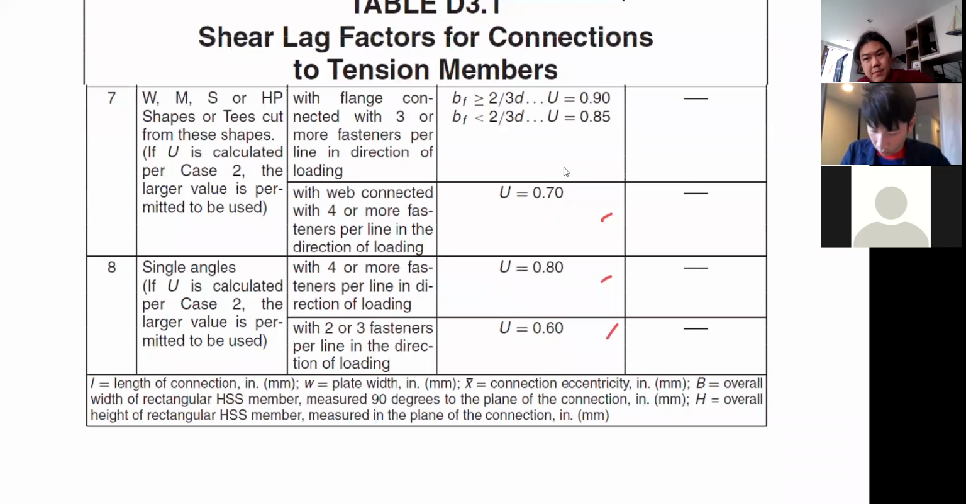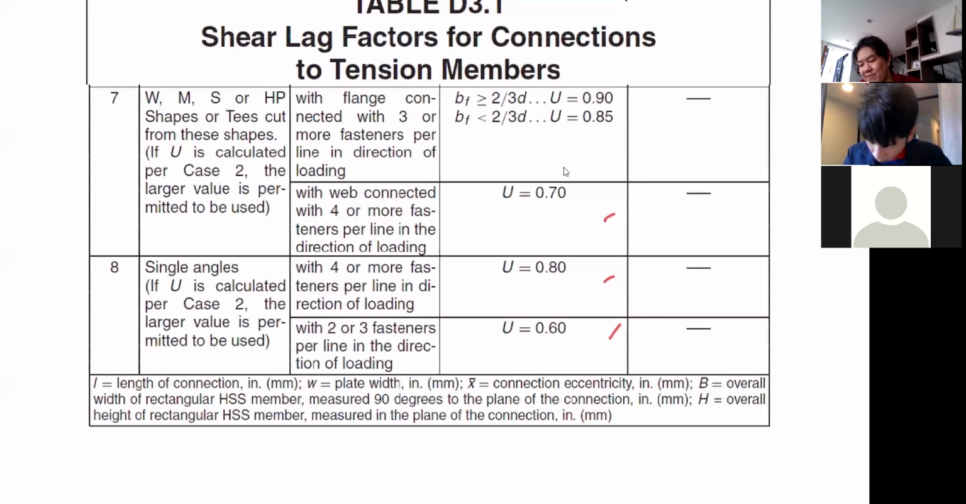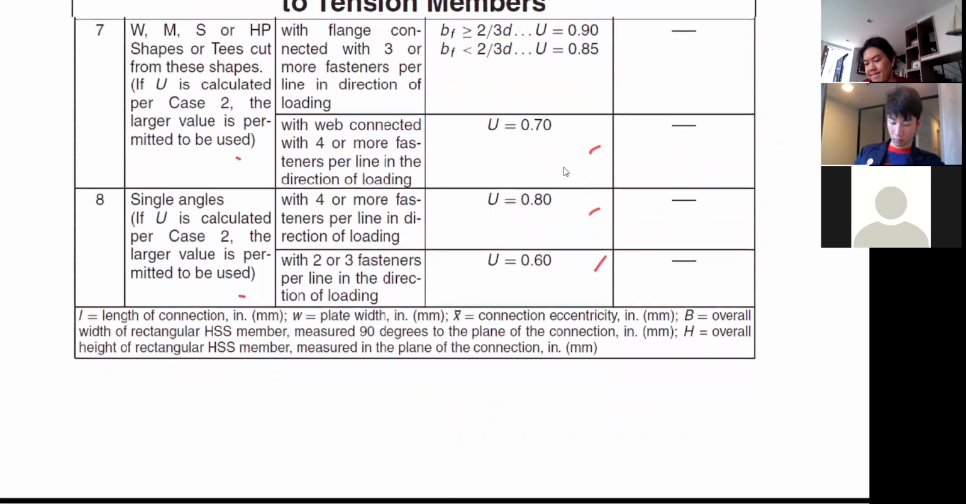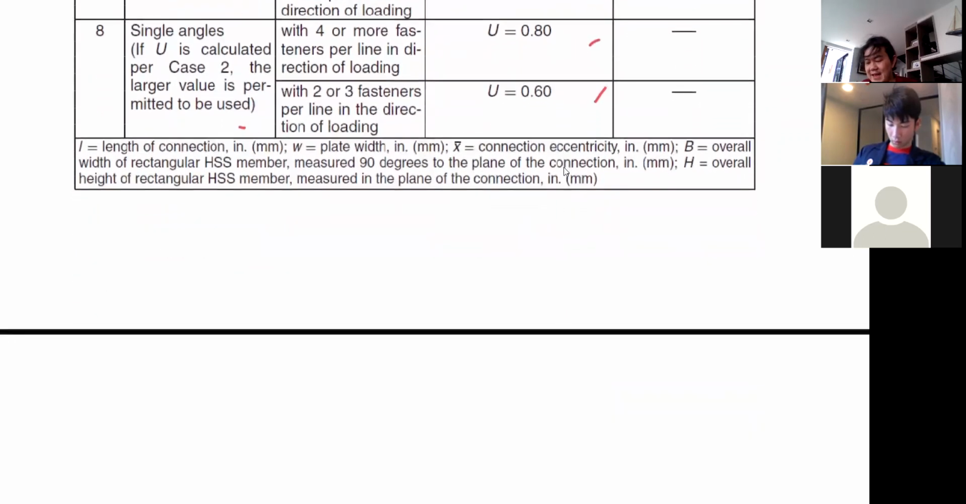If you're lazy, keep in mind that if you pick the numbers from this, web connected with 4 or more fasteners and so on, this is for the H shape, this is for a single angle, chances are these numbers are going to be lower than the number you get from the formula. Because they want to be safe, right? Anyway, that's it for shear lag.